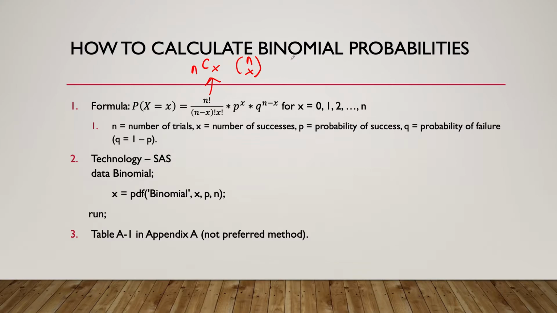The second way is to use technology, and the way we've been doing that inside this class is to use SAS. So the overall structure of that SAS code would be data, some name. I just like to call it binomial, since that's the whole point of the actual exercise. X would be equal to PDF of, then binomial in quotation marks, x, p, and then n, and then run. Alright, and you could look at my corresponding SAS tutorial video once that is released as well for that. And then table A1 in appendix A in the back of the textbook could also be used, but that's also not the preferred method, since, as you can imagine, the tables are huge for these.